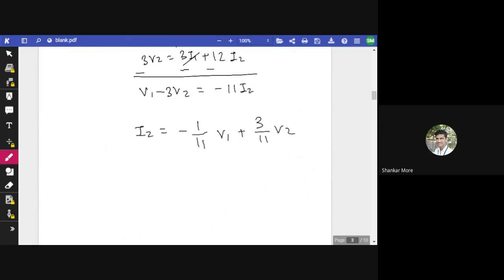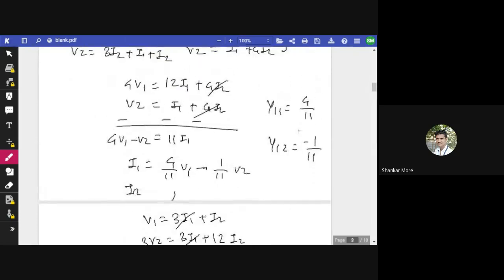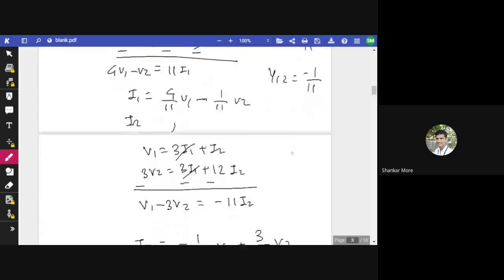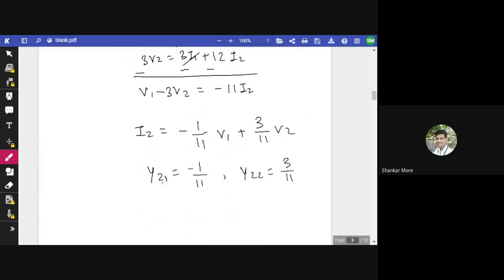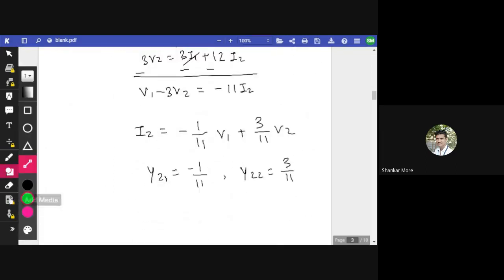Any one of you, if I'm going wrong at some point of time, you can turn on your mic and tell. Okay, there's no problem. But as of now, I think we are going good. So y21 will be equal to minus 1 by 11 and y22 will be equal to 3 by 11. So we have found the y parameters for the first network only. These are y11, y12. This is y21, y22. Let me just highlight them.